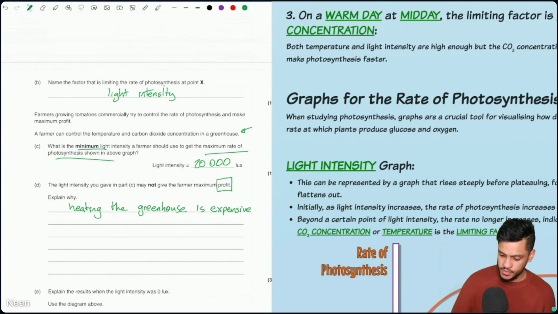Was it the light as well? Or we'll say using lights is expensive or costs money. Therefore, the costs could exceed the profits.